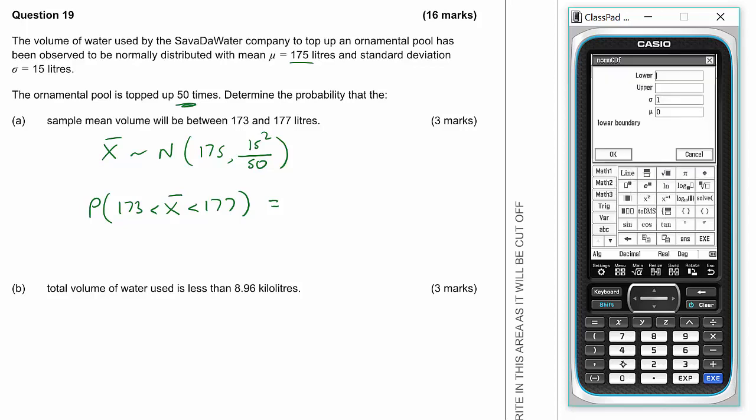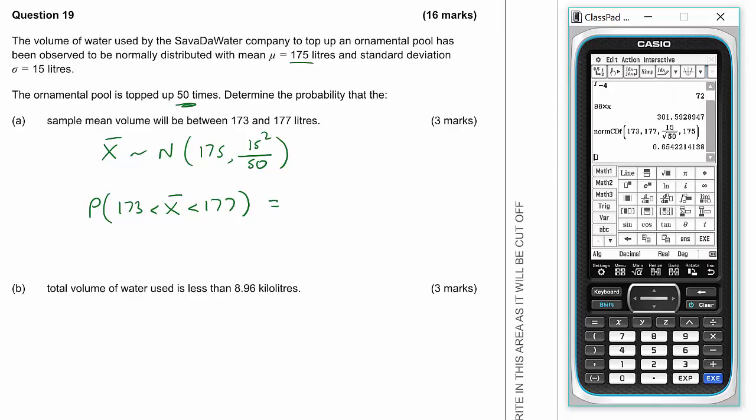And we've got 173 to 177. Sigma is going to be 15 divided by the square root of 50. And the mean is 175. That's okay, that's 0.6542.